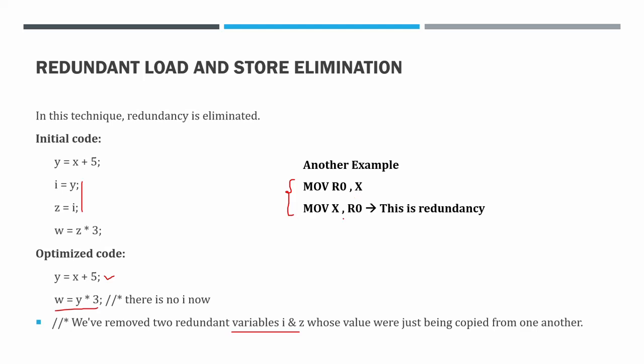Move r0 comma x and again moving r0 back to x, which is not needed. This is another example of a redundancy. This is what we call redundant store and load elimination.